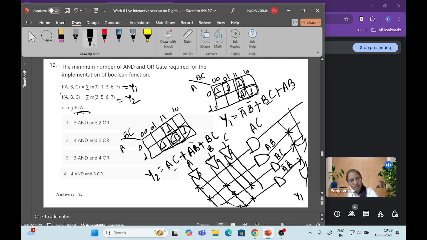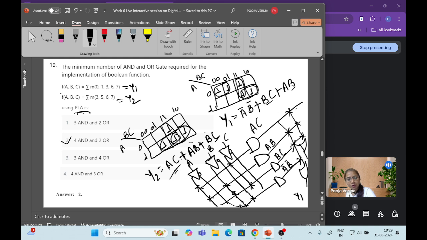I think I can OR it here. So AC, AB and BC for y2. So number of AND gates we have got 4, and number of OR gates are 2. So 4 AND gates and 2 OR gates. Okay. So we can check it from here directly.